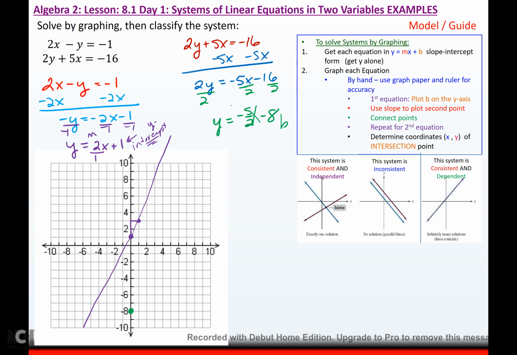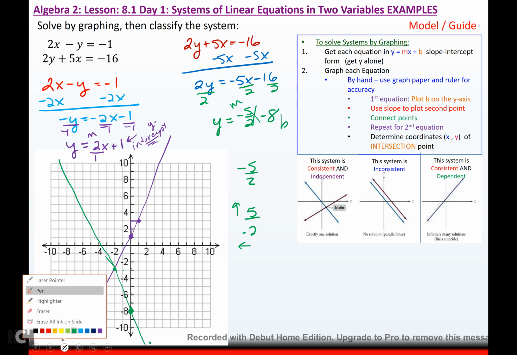Not there. Give the monkey a banana, and he says go down 5 and right 2. 1, 2, 3, 4, 5 over 2. So about right there. And if you're out of graph, if I'm trying to do a negative 5 halves, I can actually put the negative on the bottom. And then this would say go up 5 and left 2. So I can do that. 1, 2, 3, 4, 5, left 2 is right there. Connect and run away with your babe.